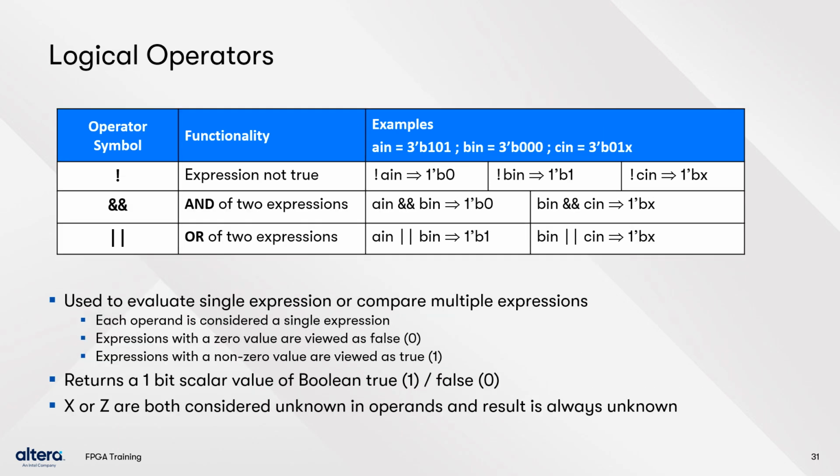Logical operators can be unary or binary. Verilog HDL supports not, true, logical and, and logical or. These operators are typically used in if and while statements. These operators return a one-bit true or false result. The appearance of z or x bits in the operands will cause an unknown result.